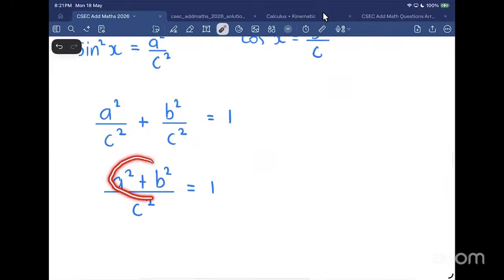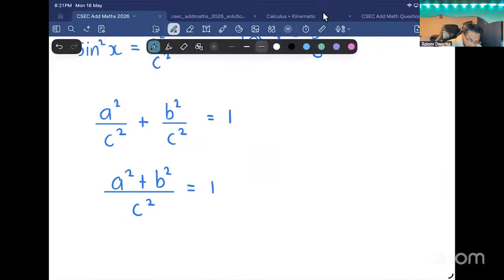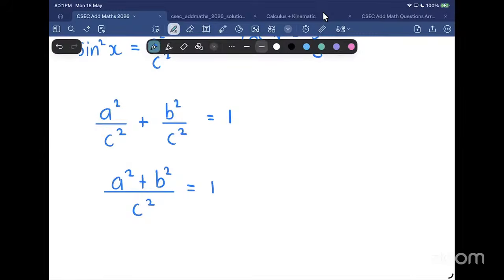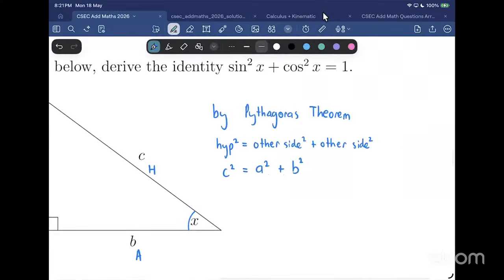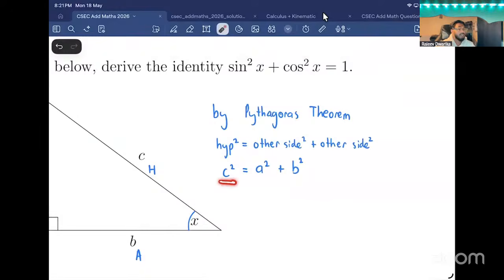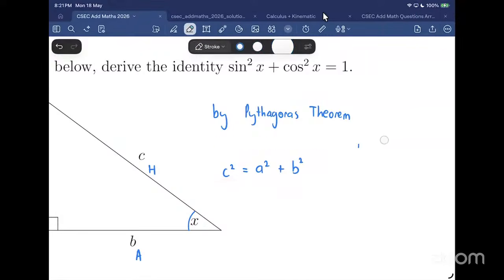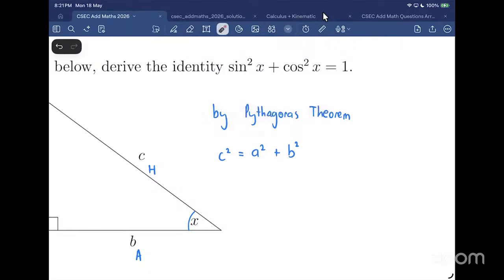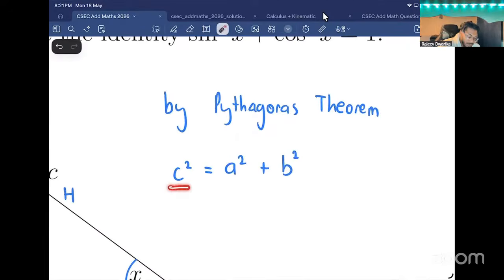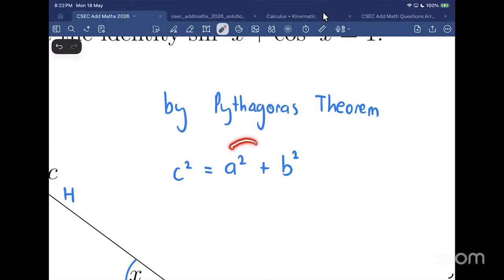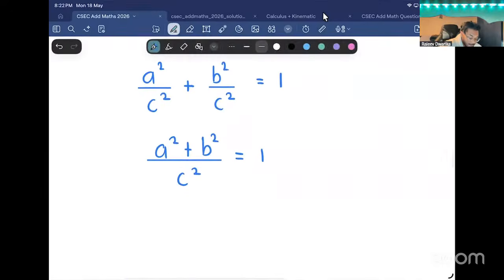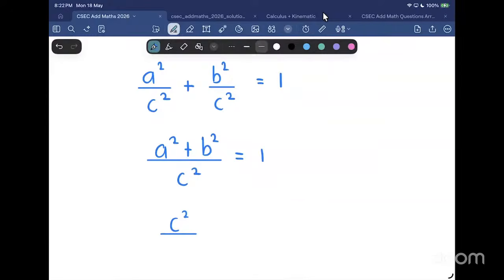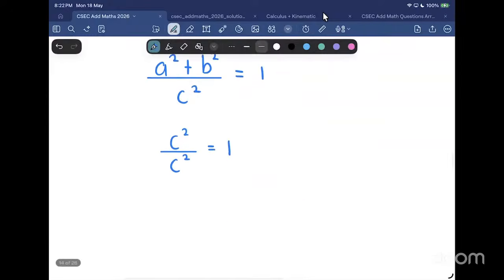And so over here, now I can replace A squared plus B squared with what? From Pythagoras' theorem, we showed that C squared is actually the same thing as A squared plus B squared. So you can instead replace A squared plus B squared with C squared, and anything divided by itself is 1. So C squared over C squared is 1.